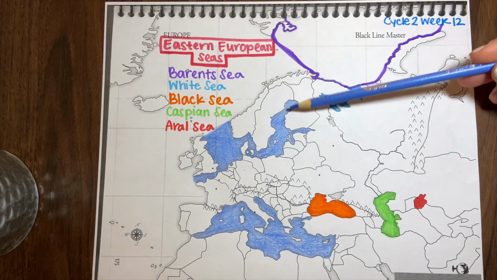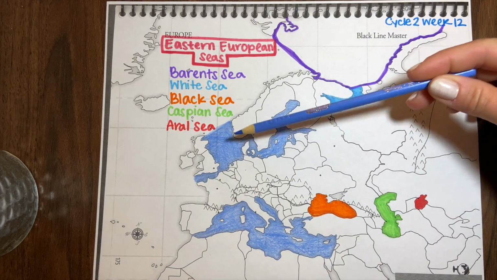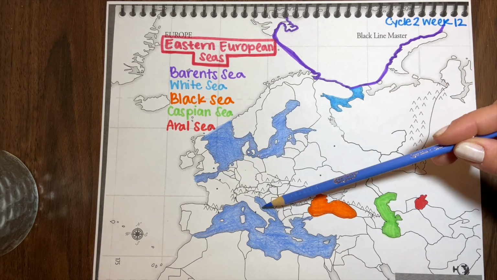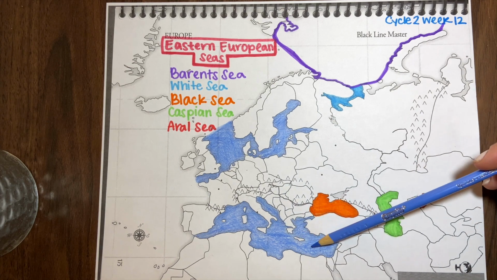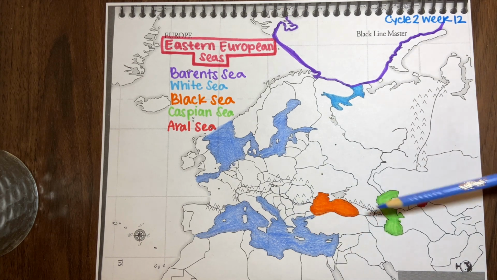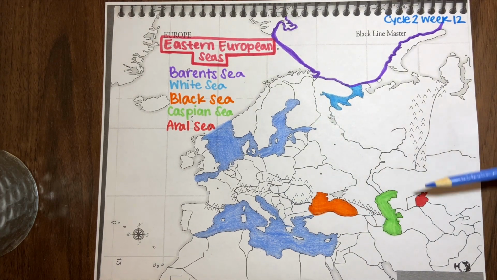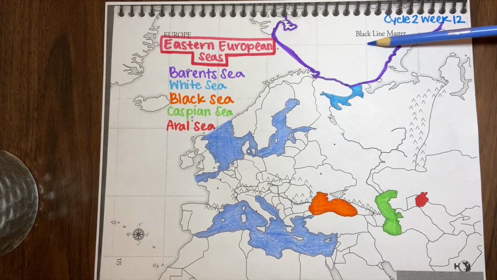European waters: Baltic Sea, North Sea, English Channel, Adriatic Sea, Mediterranean Sea, Black Sea, Caspian Sea, Aral Sea, White Sea, Barents Sea.